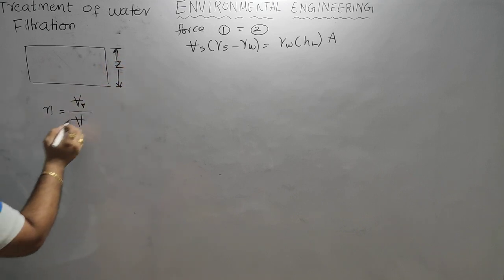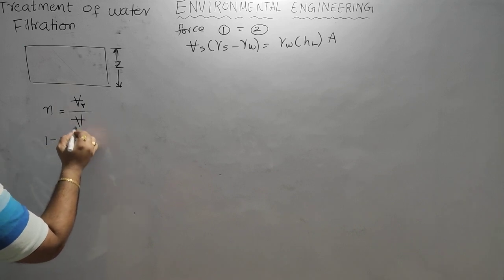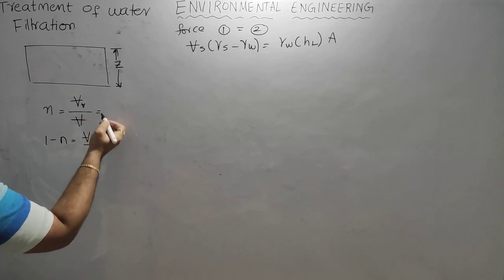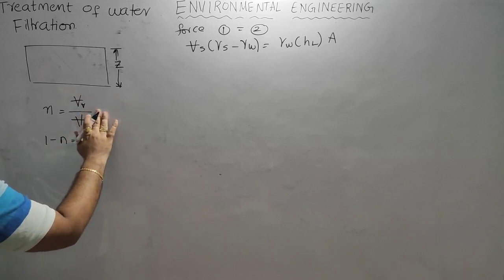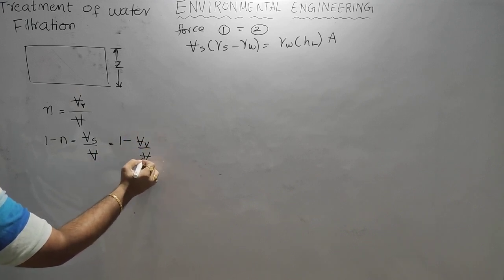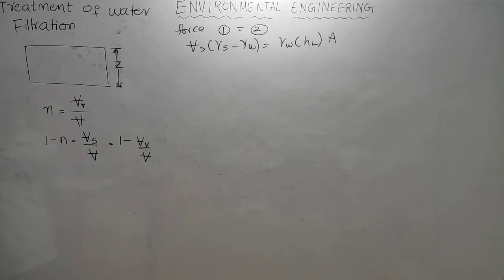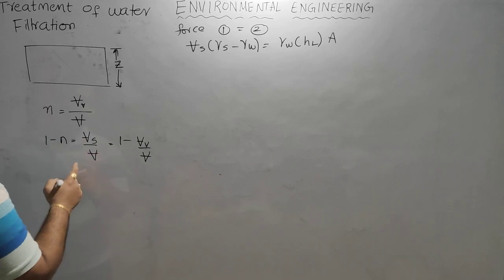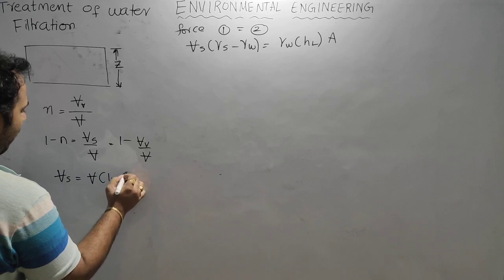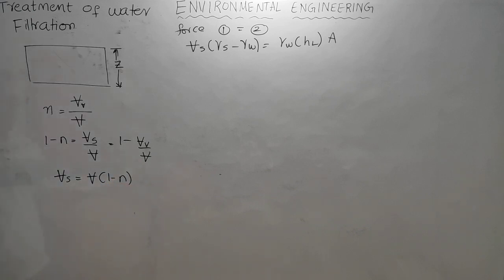And 1 minus porosity is equal to volume of solids by volume of soil. That means 1 minus porosity means what? 1 minus volume of voids by volume of soil. So when you take volume of soil minus volume of voids, that is nothing but volume of solids, right? So here volume of solids is equal to volume of the soil into 1 minus N.